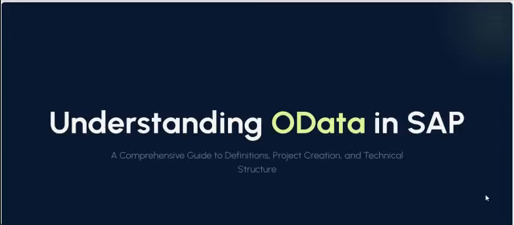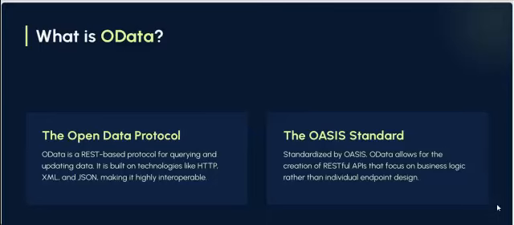So, what exactly is OData? It stands for the Open Data Protocol. At its core, OData is a REST-based protocol specifically designed for querying and updating data because it is built on universal technologies like HTTP, XML, and JSON. It is highly interoperable across different platforms. Standardized by OASIS, OData allows developers to create RESTful APIs that focus on the business logic rather than spending time on individual endpoint designs.